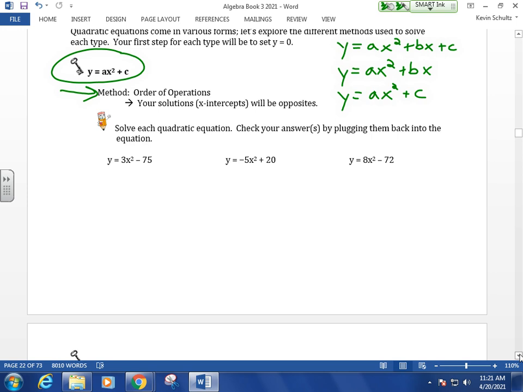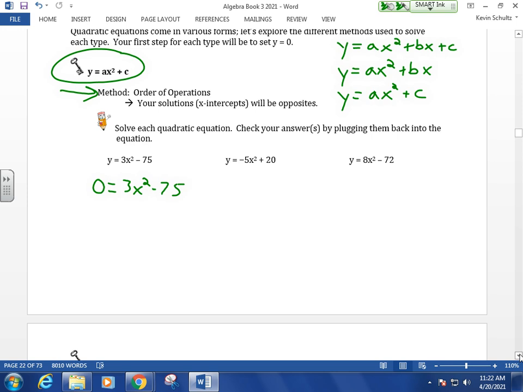Okay, so it says solve each quadratic equation. Check your answers by plugging them back into the equation. It says y equals 3x squared minus 75, but what number am I going to plug in for y here, given what we're trying to do? 0, right? So I'm going to rewrite this to be 0 equals 3x squared minus 75, because we're looking for the x value that makes this equal to 0.